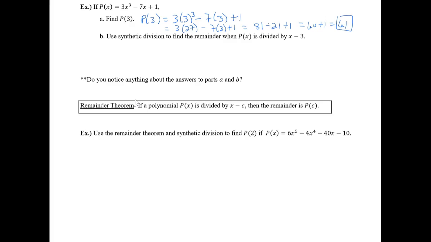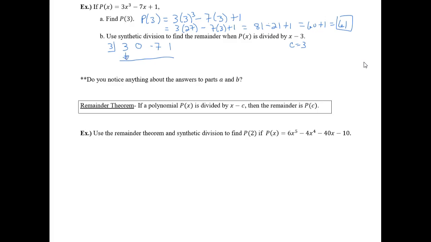Part B says use synthetic division to find the remainder when p of x is divided by x minus 3. So we're taking p of x, so this function, dividing by x minus 3 using synthetic division. So first we identify c. C would be positive 3. I fill in my coefficients. So x cubed, the coefficient was 3. There were no x squareds. Negative 7 is the coefficient to x, and 1 is the constant.